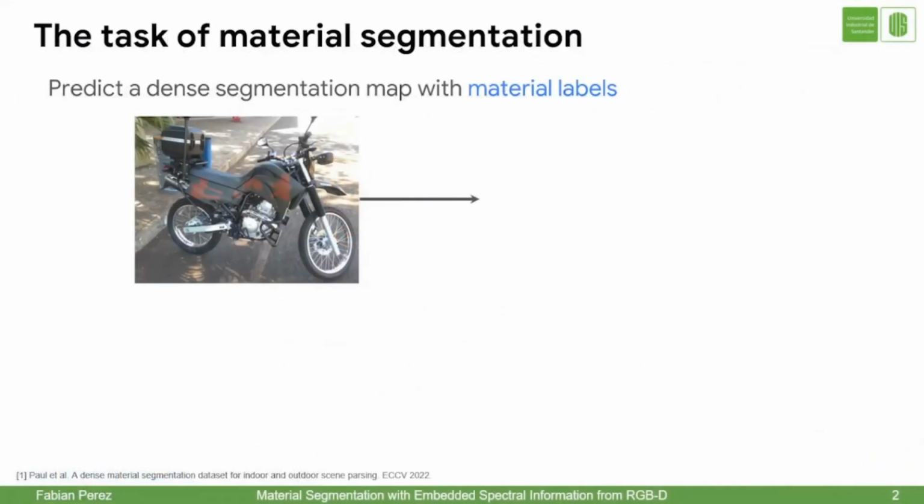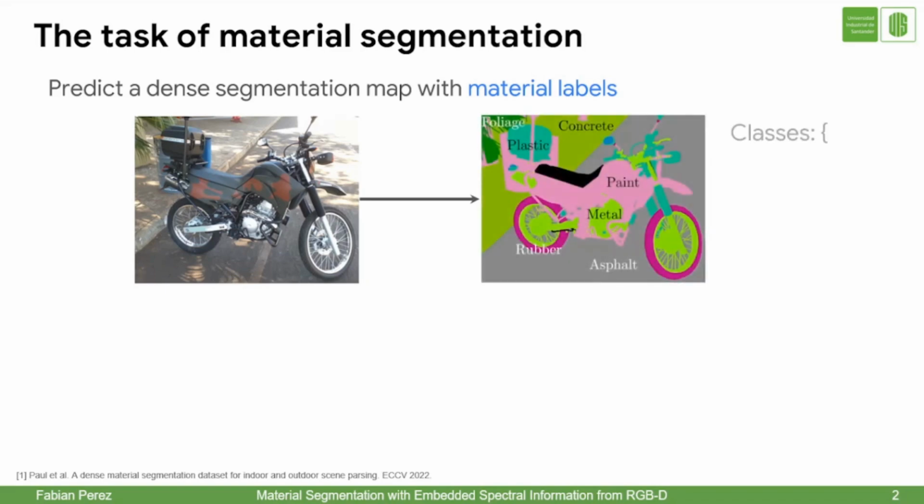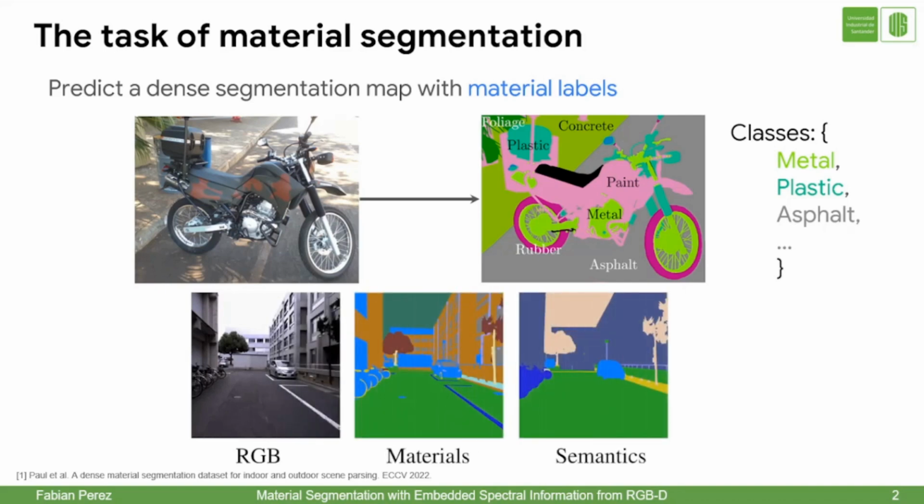The task of material segmentation involves predicting a dense map of material labels. For instance, in this image of a motorcycle, we can distinguish between different materials like metal, plastic, asphalt, etc. Unlike semantic segmentation, which only labels entire objects, material segmentation provides detailed information about each part, enhancing the details of a scene.